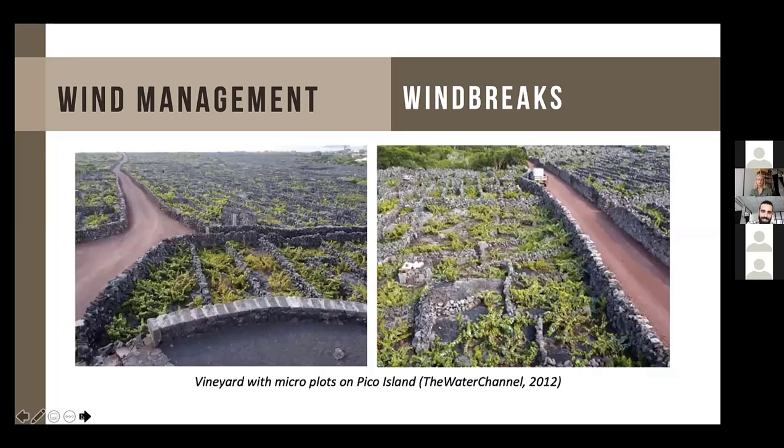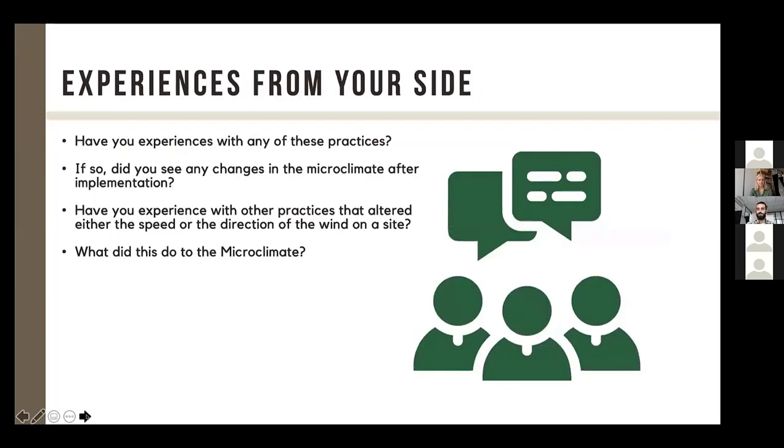Here is an example of how stone can be used as windbreak. This is actually from the Azores Islands, which again Francesco mentioned. I'm not sure if these are Francesco's photos, maybe, but yeah, with a bit of creativity, you can find lots of ways to reduce the harshness of the wind on your farm. And yeah, those are the 19 practices we said we would go through, and that's them.